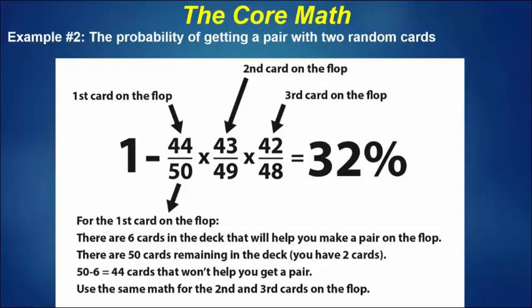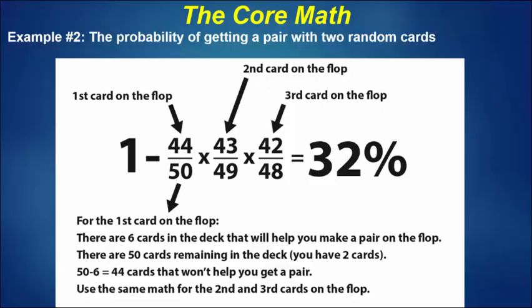This second example shows the probability of getting at least one pair on the flop with 2 random cards. The math is done similar to the first example, yet there are 3 cards that must be multiplied together instead of 2. You have 2 different cards in your hand. Each individual card has 3 cards in the deck that will pair it up. 3 times 2 equals 6 cards that will help you get at least one pair.